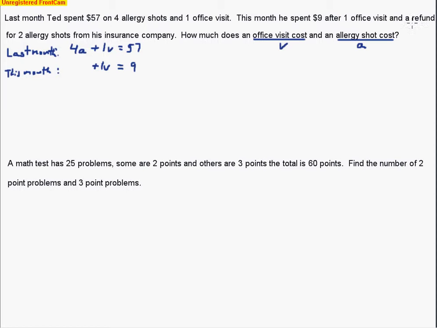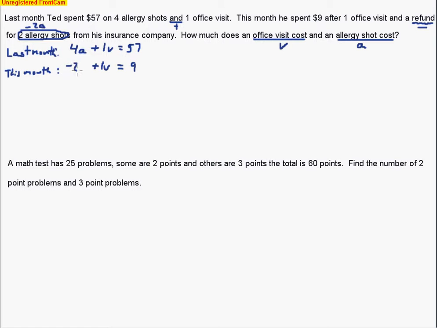We've got a different word here, refund. What do you think that tells us? What's different about that word compared to the word and? And meant plus. We're adding the cost of the allergy shots and the cost of the office visit. Here, it's a refund. Refund means we're taking away. And so it means minus. So we have a negative number here. Allergy shots are negative. So this right here, 2 allergy shots, that would be a 2A, but the refund means negative. And so we have negative 2A.